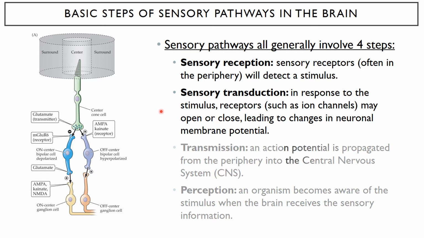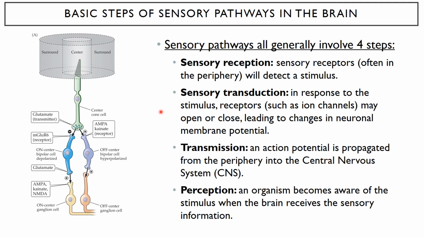Today, we're going to be talking about transmission, which is how action potentials are propagated from the periphery into the central nervous system, and then perception, how an organism becomes aware of the stimulus when the brain receives sensory information. We already covered the first two aspects in the first lecture.